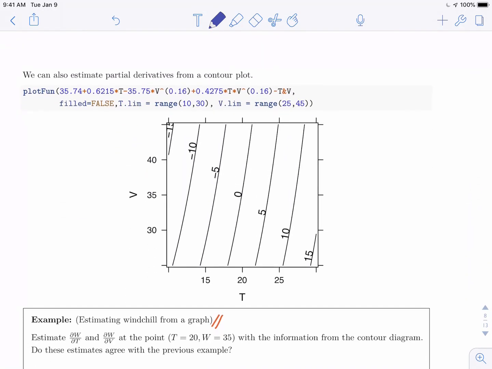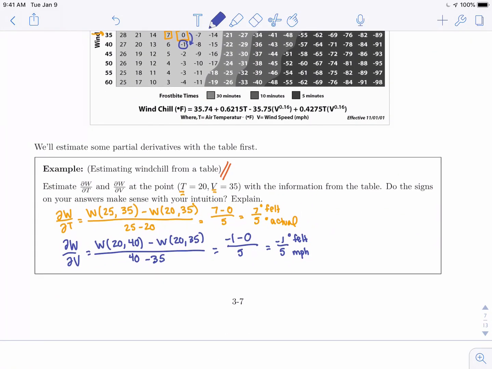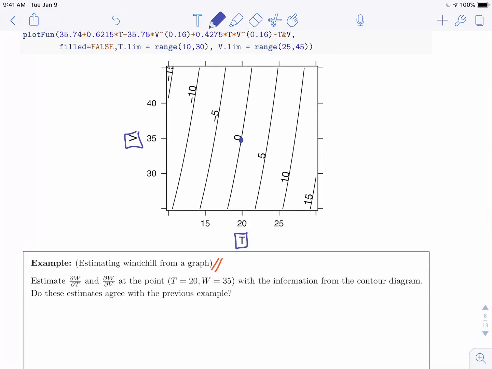So we also talked about how a multivariable function has a contour plot, and we're a little bit familiar with these. Here I have temperature and wind speed, and you'll notice that 20, 35, that spot that was 0, is right in the middle here. So I want to try to estimate partial W partial T and partial W partial V at that same spot. I already have one estimate in mind from the table. What can I do from the contour plot?